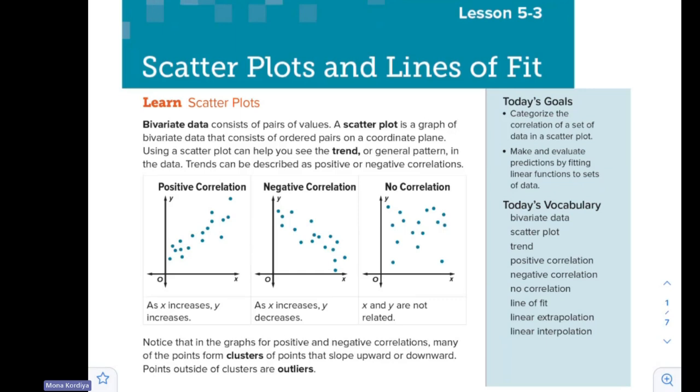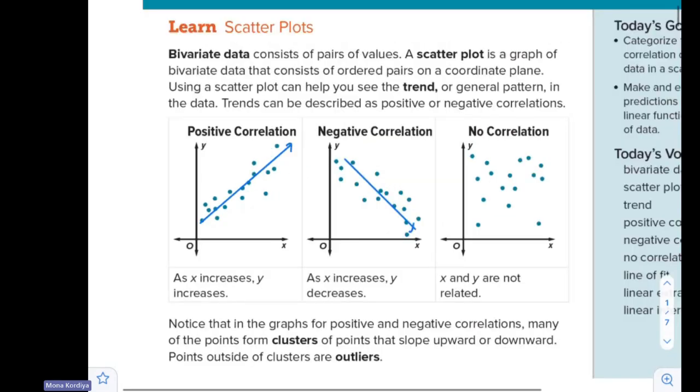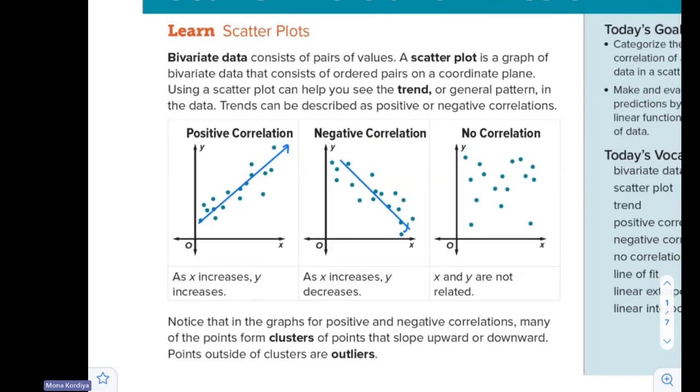A scatter plot is a graph of bivariate data, two groups of data that consist of ordered pairs on a coordinate plane. Using a scatter plot can help you to see the trend. Sometimes the trend shows increasing, sometimes decreasing, and sometimes we cannot decide whether it is increasing or decreasing.